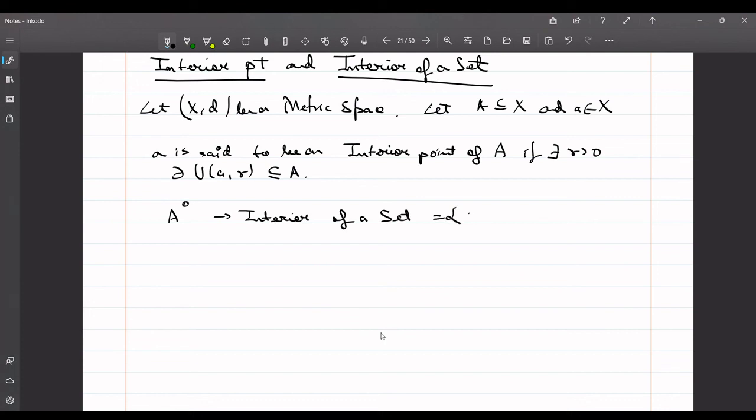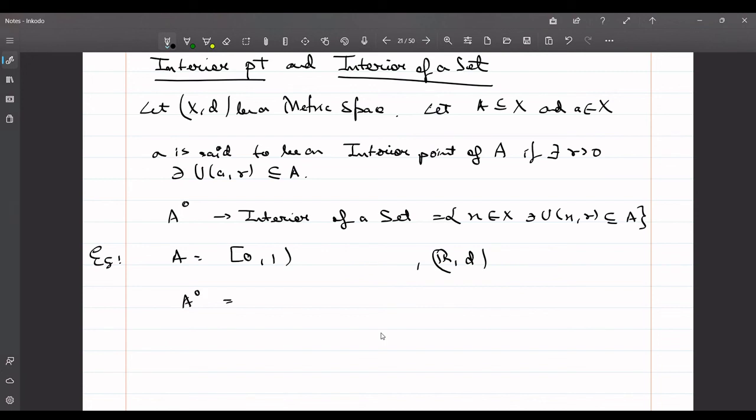It is basically the set of all those elements of x such that the open ball U(x, r) is contained in A, the set of all the interior points. Is it clear? Let us take an example. Let us take the interval closed 0, open 1, and the metric is R with the usual metric. So can you find the interior of A?